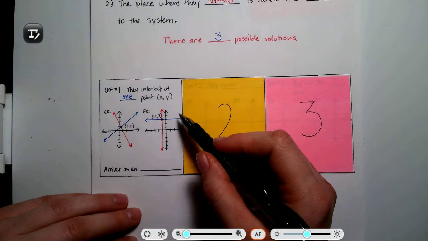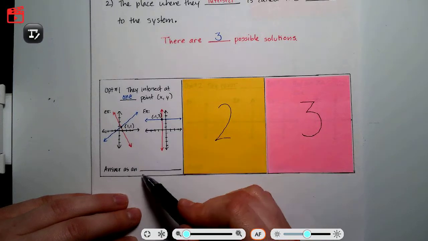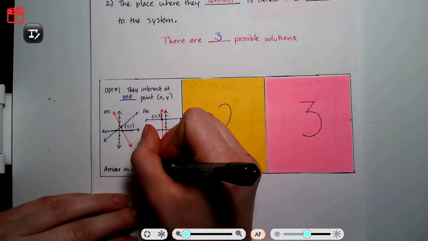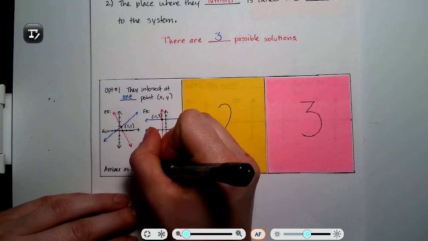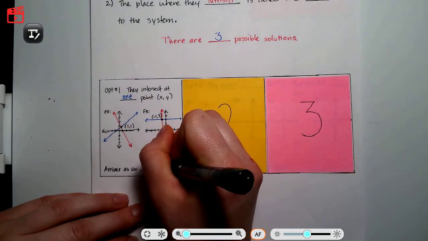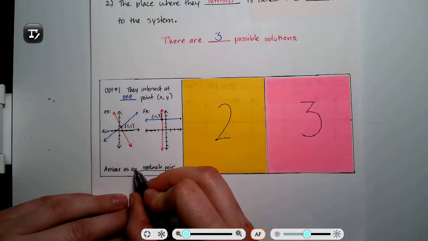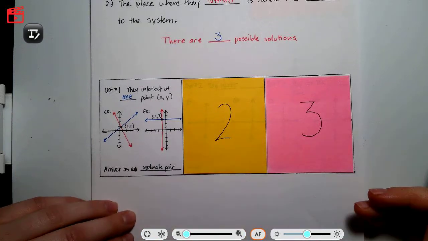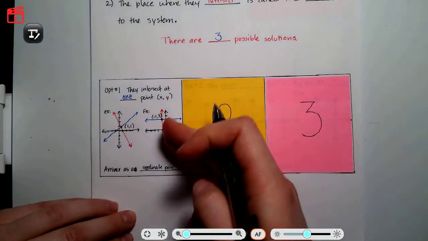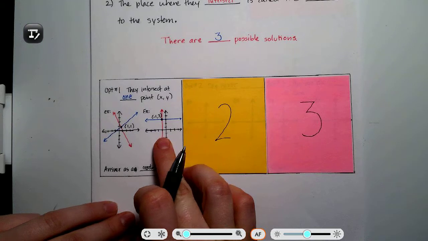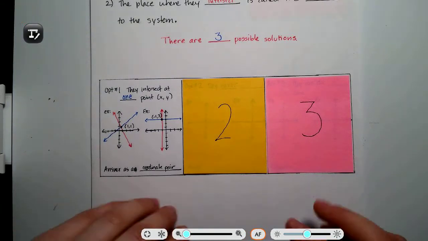All right, so for this option where they intersect at one point, you're going to answer as a coordinate pair. That is how you would show your answer for this possibility. All right, two more to go.